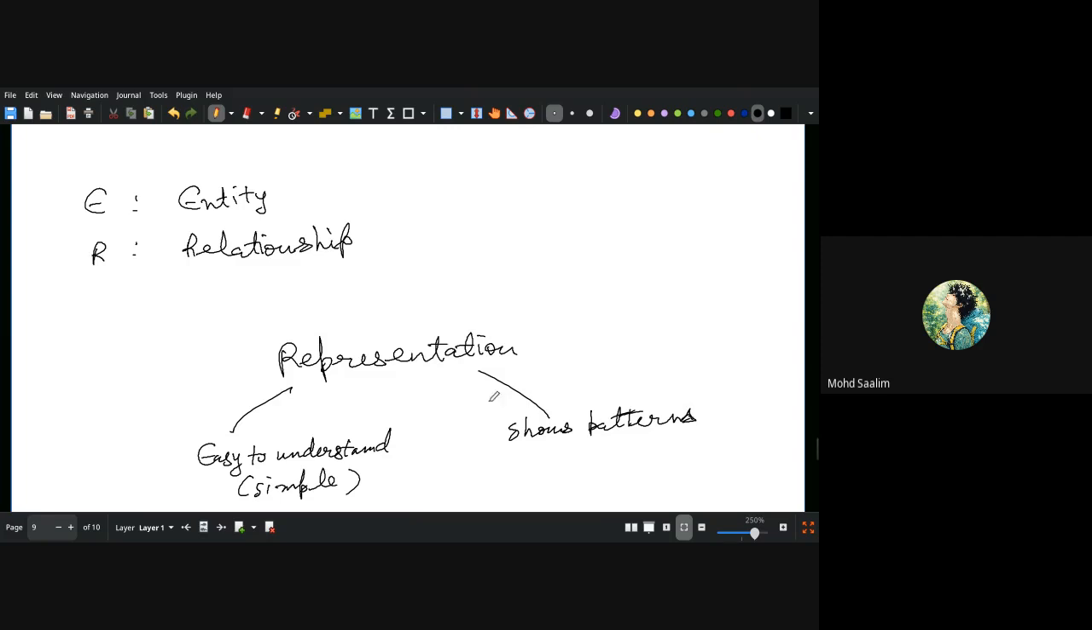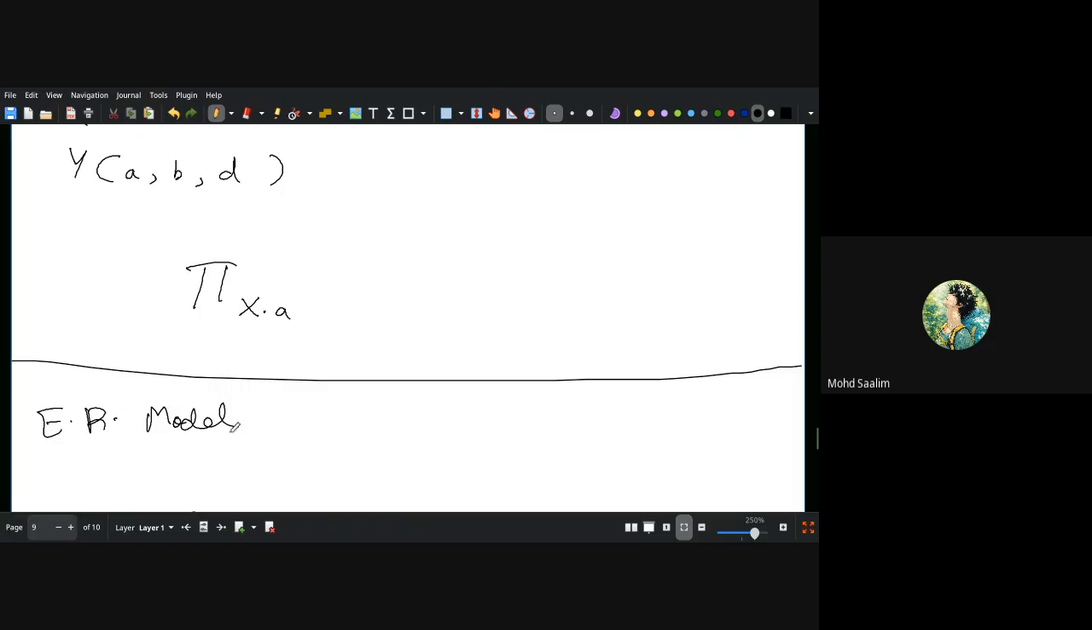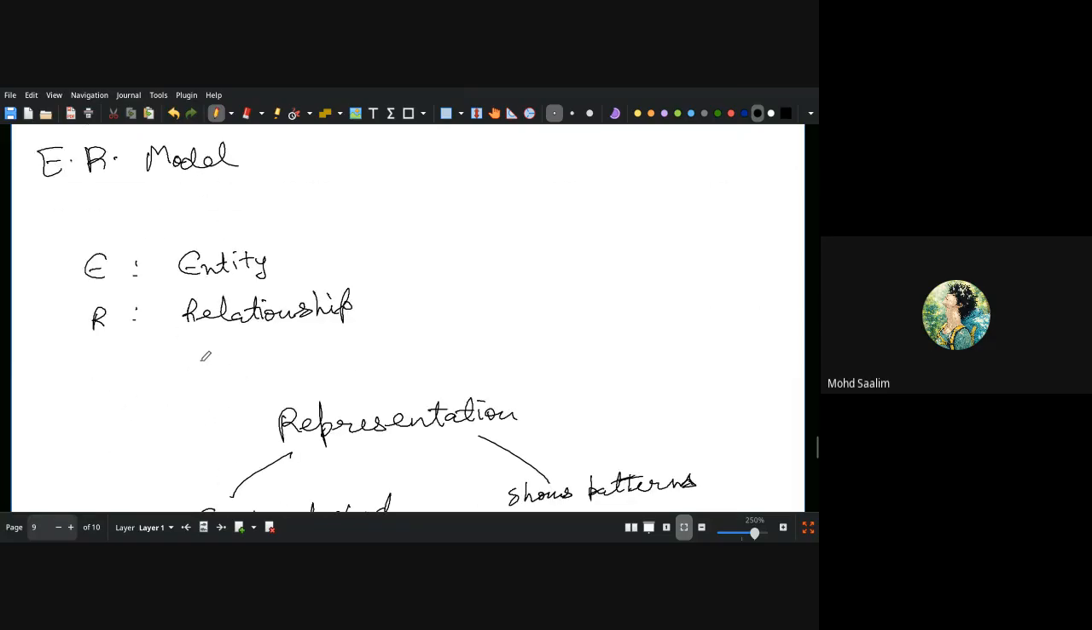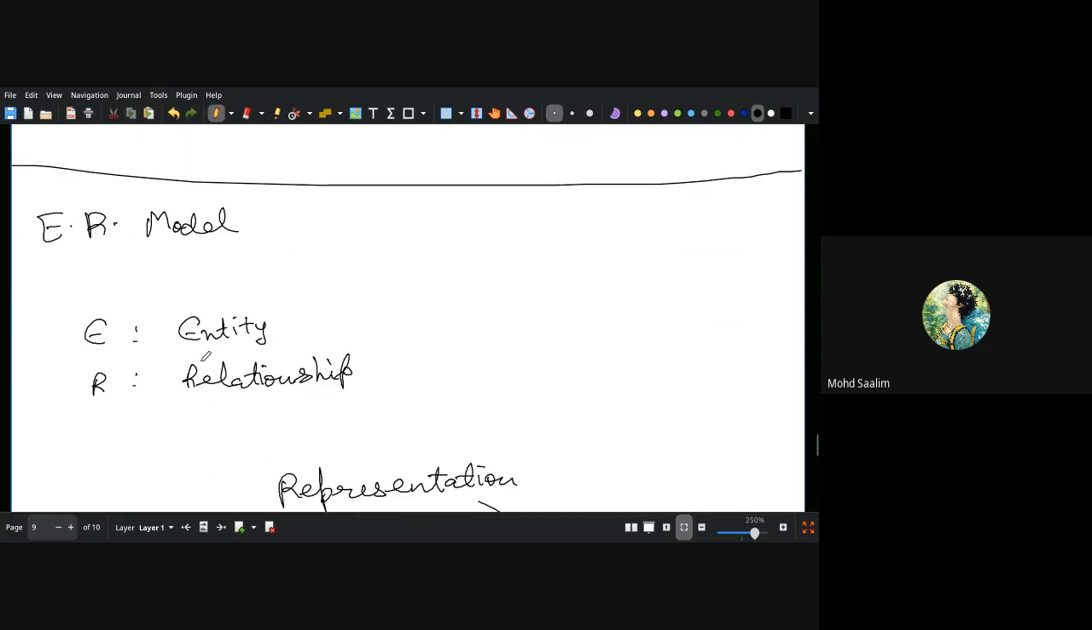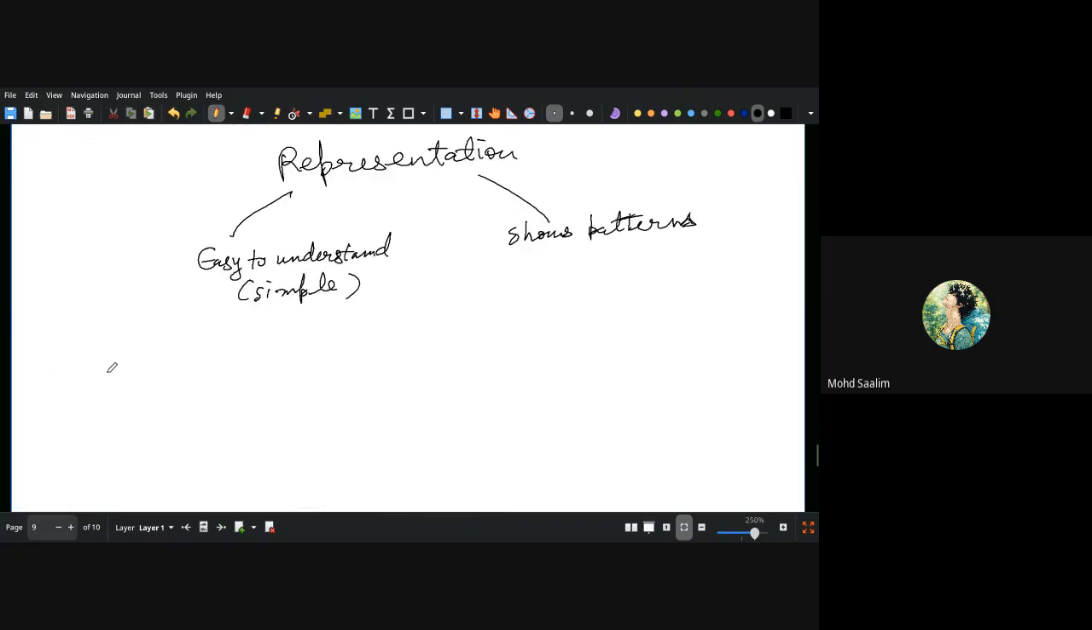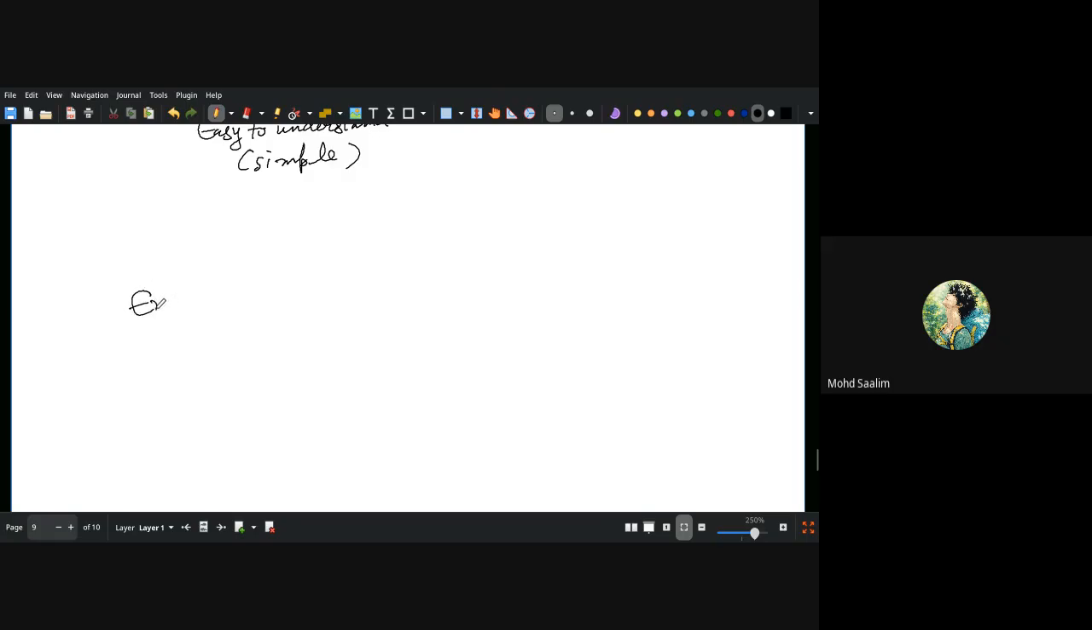So in the same way, when we talk about model in DBMS or something related to application architecture, we mean that we are modeling an enterprise or an organization.